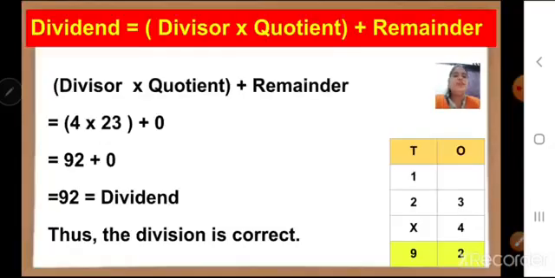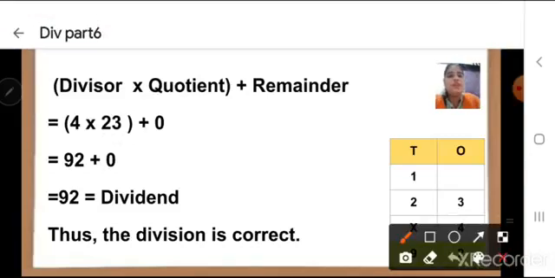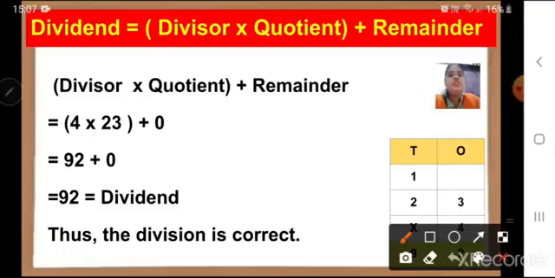Then we are going to write the formula. The formula is dividend is equal to divisor into quotient plus remainder. Now we are going to check. What is the divisor? 4 multiplied by the quotient, which is 23, then remainder is 0, plus 0. So 4 into 23 plus 0.